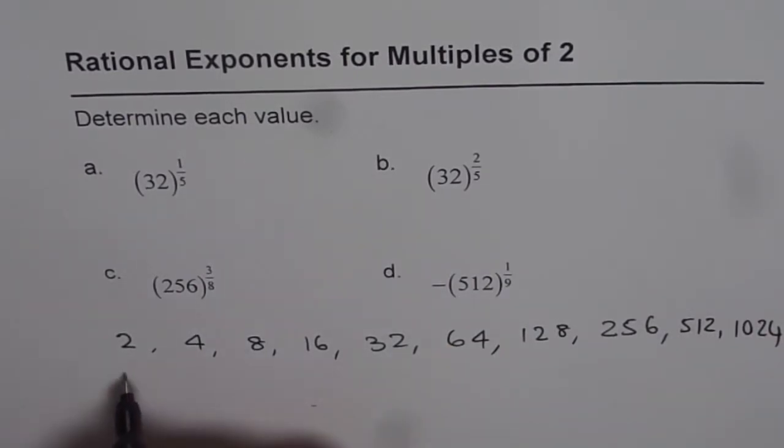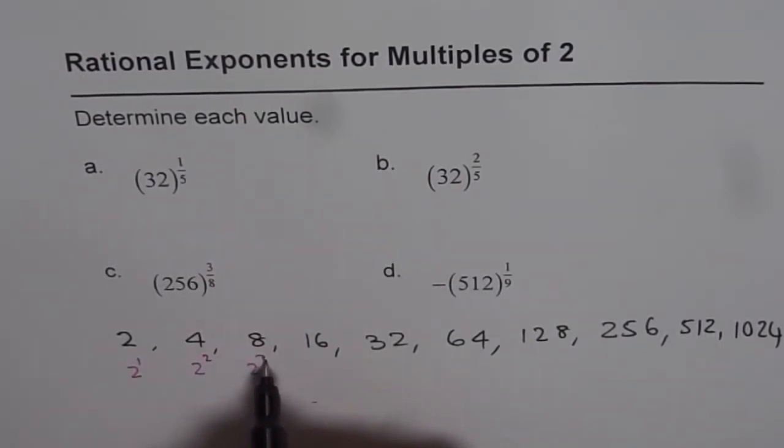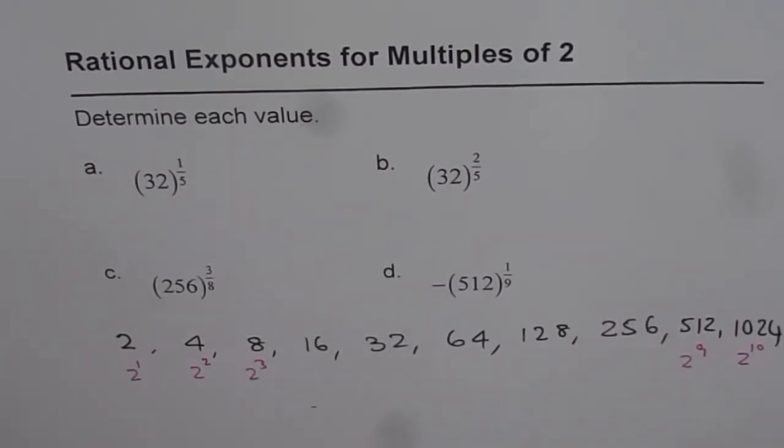So what I'm trying to say here is that this is 2 to the power of 1, then we have 2 to the power of 2, 2 to the power of 3, and here we have 2 to the power of 9, and this is 2 to the power of 10. So that is how this series is. Now we'll use these set of numbers to answer our questions. It'll make our job simpler, right? Even otherwise, if you get this question in a test, that's the way you should do it. And if you're not allowed to use the calculator, well, this is the only way you should do it.